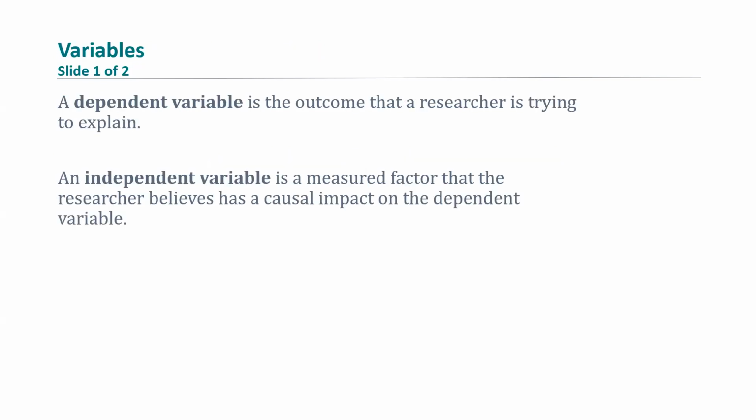We also have variables. A dependent variable is the outcome that a researcher is trying to explain. An independent variable is a measure or factor that the researcher believes has a causal impact on the dependent variable. An example of the independent, or IV, and dependent, or DV, variables would be, again, if we were looking at height and weight.